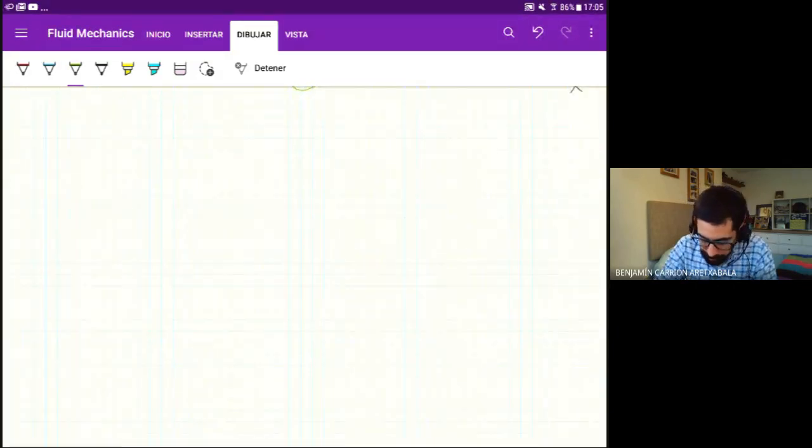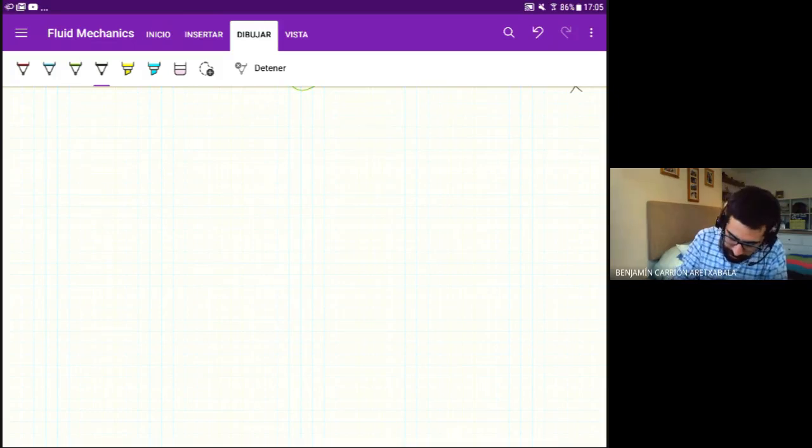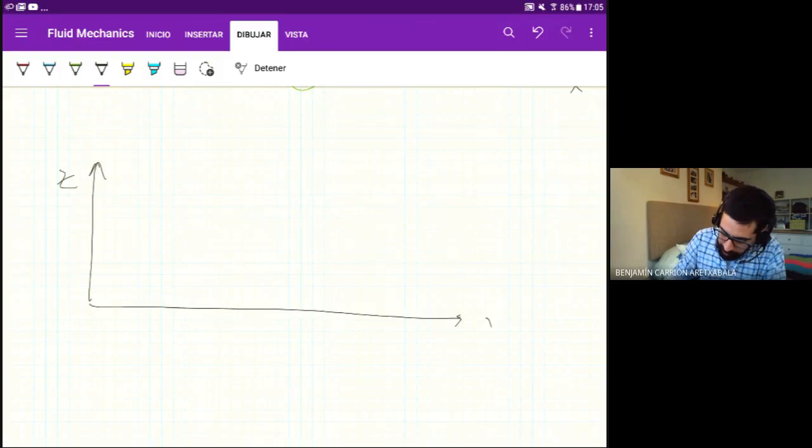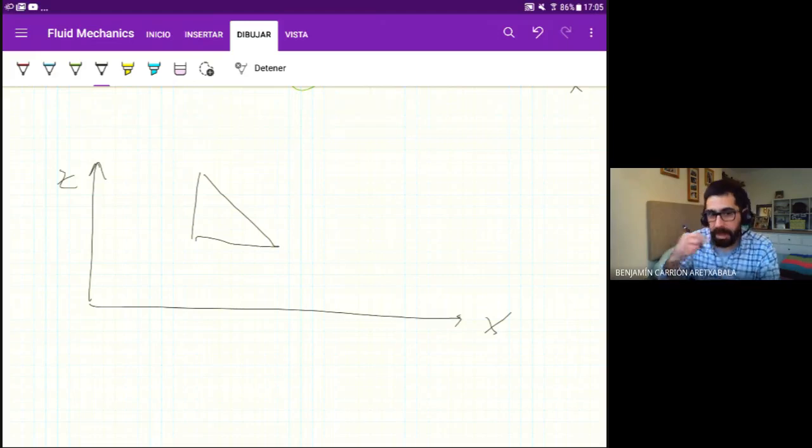Let's say we have a wedge of fluid. A wedge is una cuña. It's nothing more than, let's say we have a coordinate system like so, and a wedge is something like a triangle. But keep in mind that there is another dimension in the depth, right? Like into the screen. And in this wedge, we're going to have different pressures.